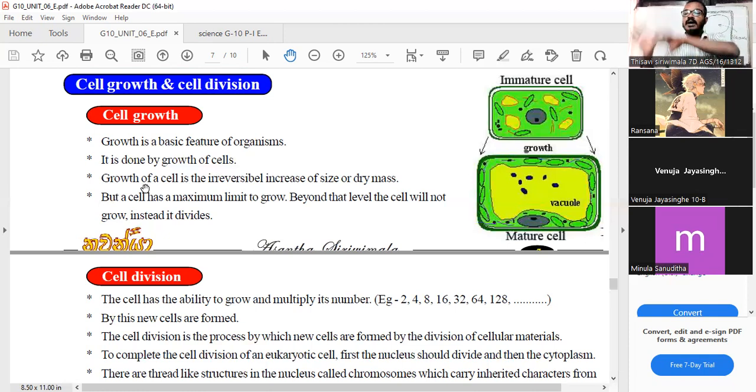Irreversible means you can't bring it to the starting position.